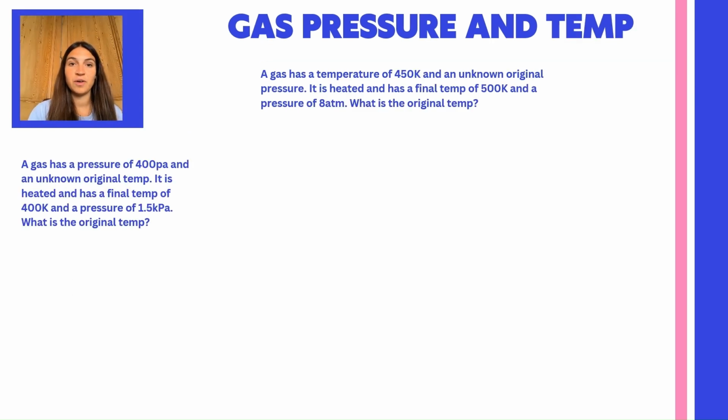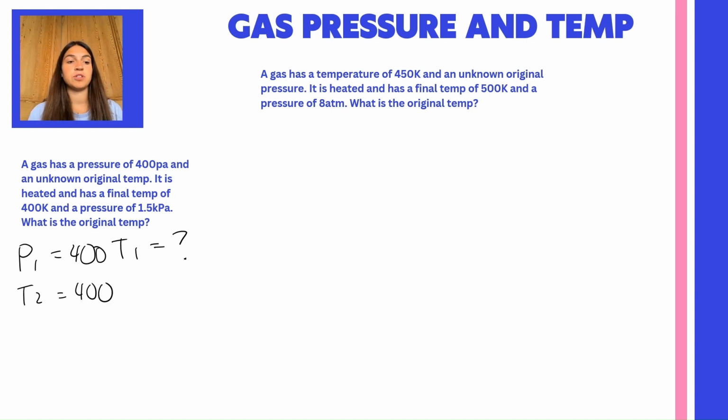Okay, let's have a go at using our pressure temperature law. So on the left here, we have a gas that has a pressure of 400 pascals and has an unknown original temperature. It's heated and it then has a final temperature of 400 Kelvin and a final pressure of 1.5 kilopascals. What is the original temperature? So P1, our original pressure, was 400 pascals. T1, the original temperature, we don't know, we're trying to find out. Our final temperature was 400 Kelvin and our final pressure was 1.5 kilopascals.